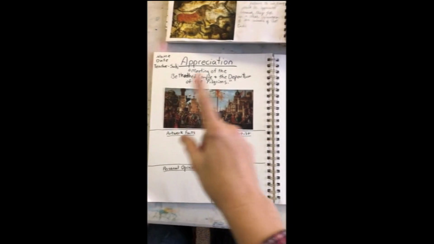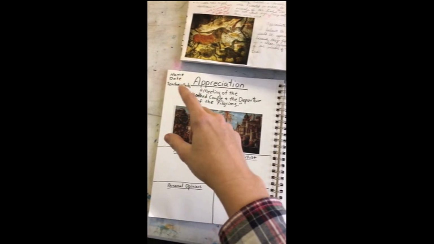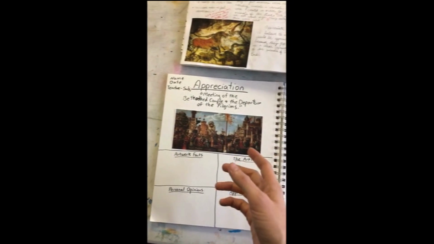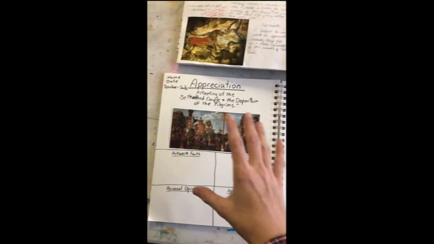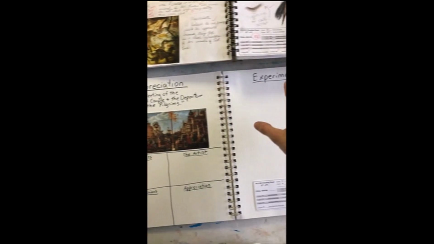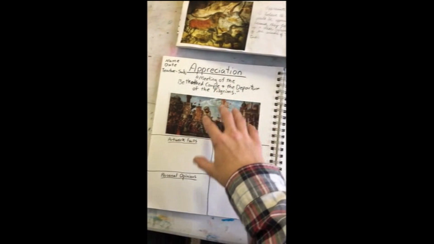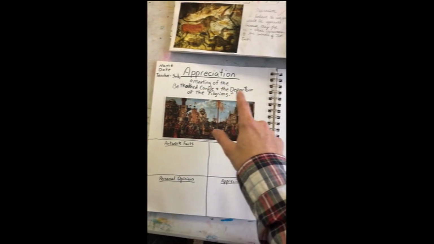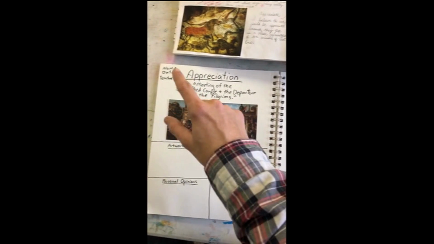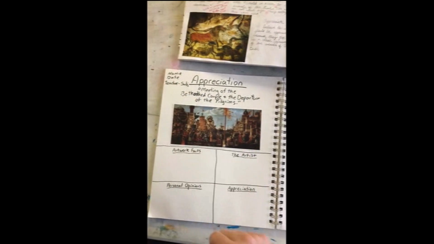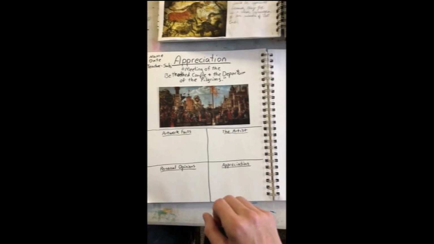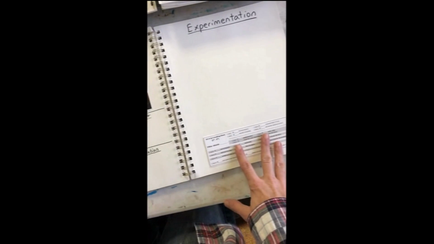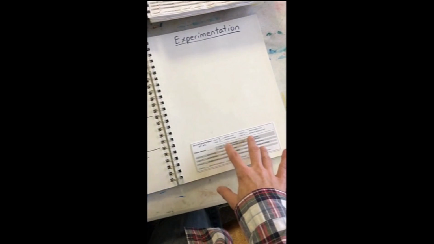Okay, we have this essentially set up. It's not the most beautiful thing in the world, but you can take as much time as you want and fix this up however you want to. But we have appreciation, experimentation. We have the image for this week, which is a very long title, Meeting of the Betrothed Couple and the Departure of the Pilgrims. And you can also have your name, date, teacher, subject if your teacher wants you to write that here. And here we have 4 sections, and your Art A&E grading sheet is attached over here.